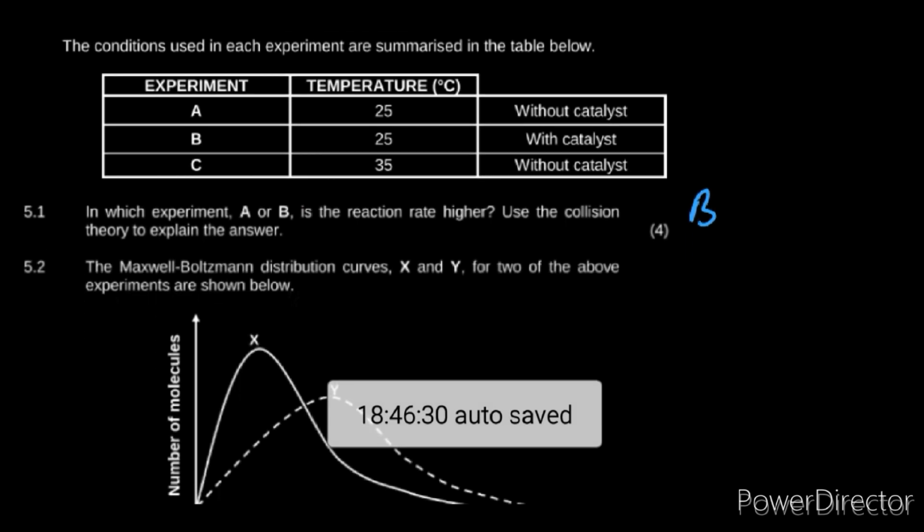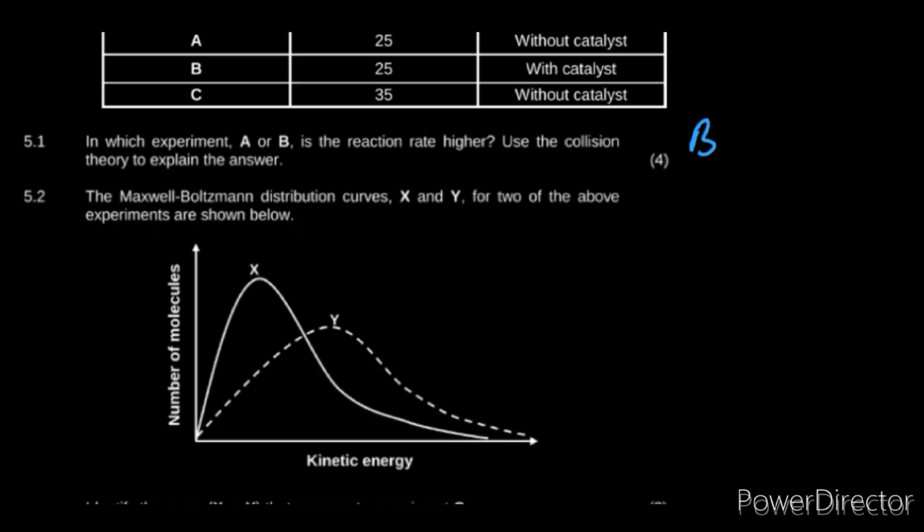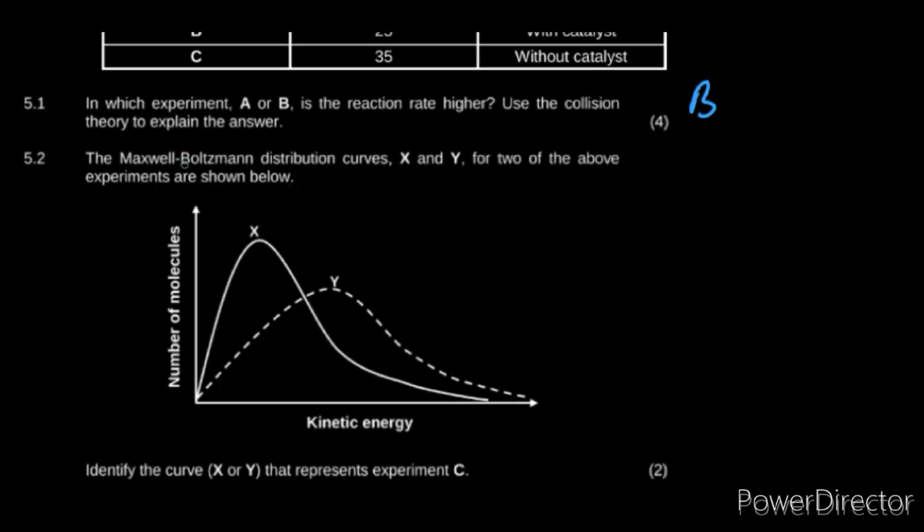Now let's look at 5.2. It says the Maxwell-Boltzmann distribution curves X and Y for two of the above experiments are shown below. Without even looking at the experiments, by this shape, we already know that temperature increases the kinetic energy of the molecules, so most molecules will now shift to the right because they will have higher energy. So we already know by looking at this and this that what changed was temperature.